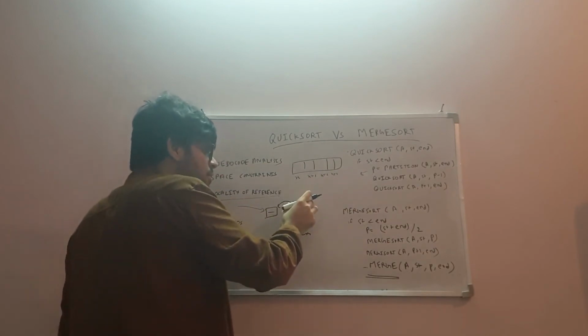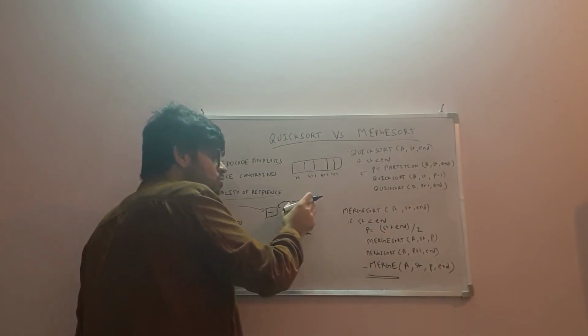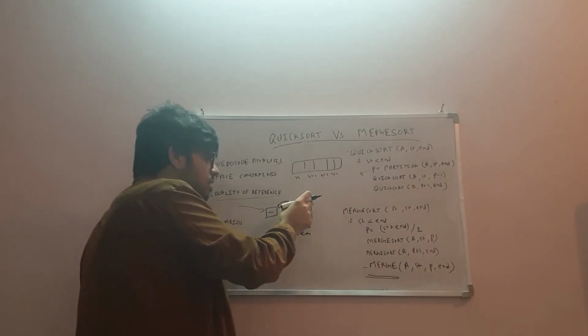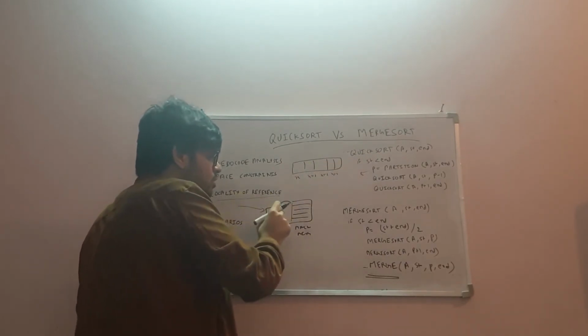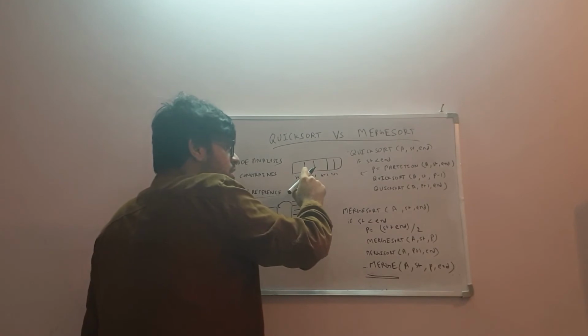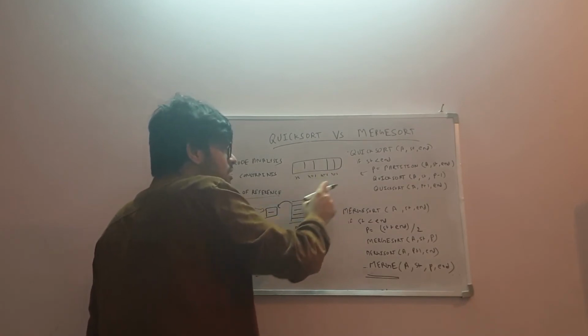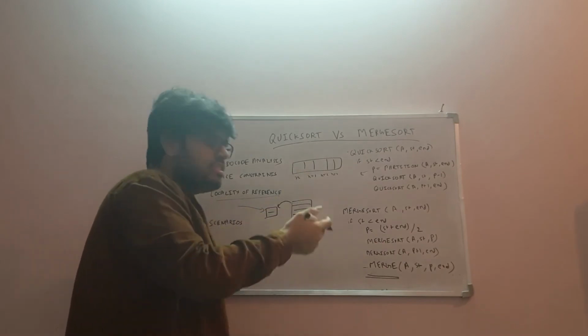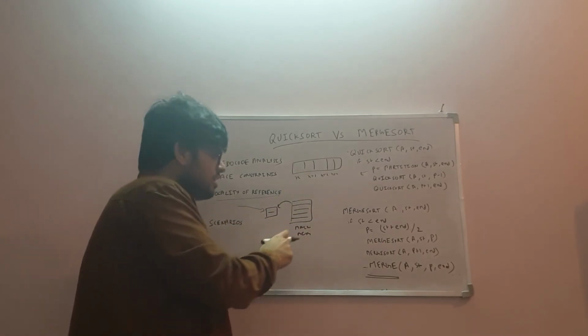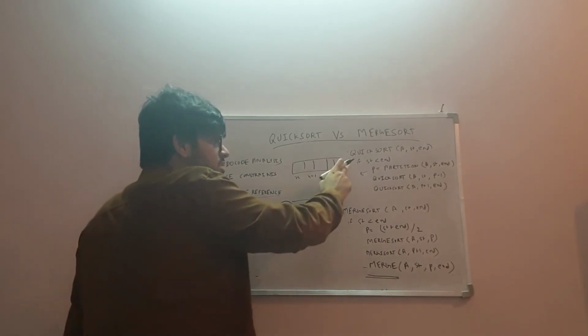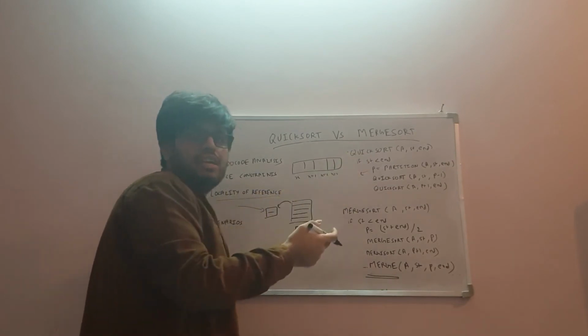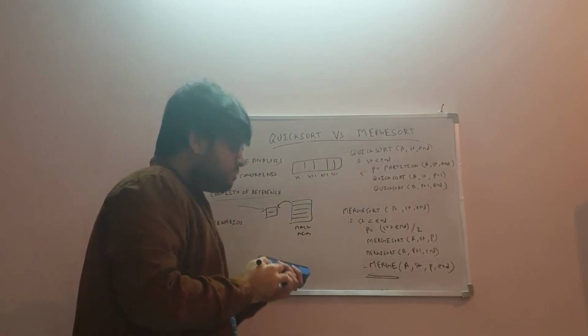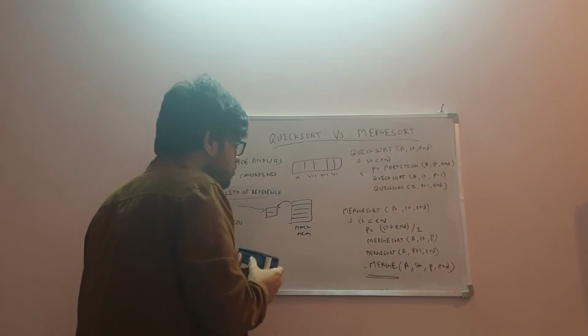So the processor will move those particular blocks of array elements to the cache, right? So the access time taken by the processor would be much less because it is fetching from cache rather than from main memory. So we can say that Quicksort has great locality of preference, right? Now let's see what happens in the case of Mergesort.